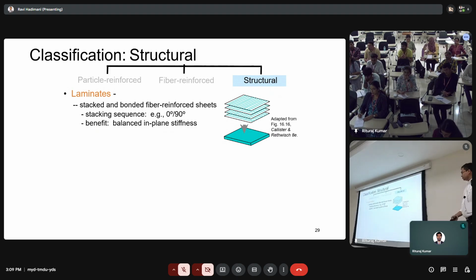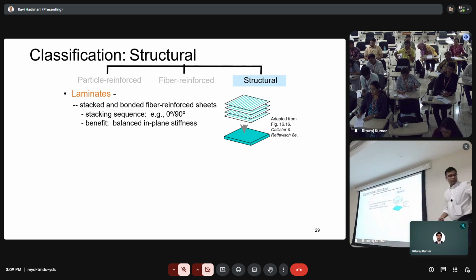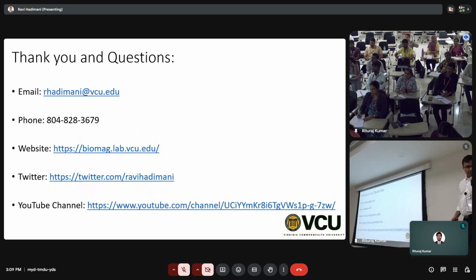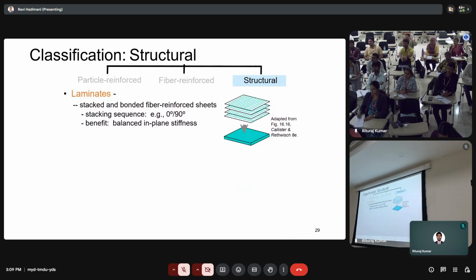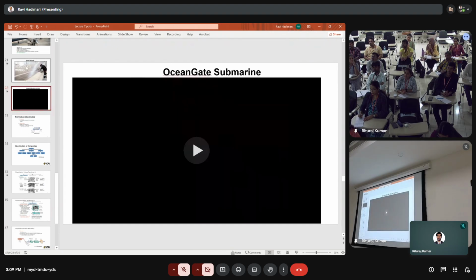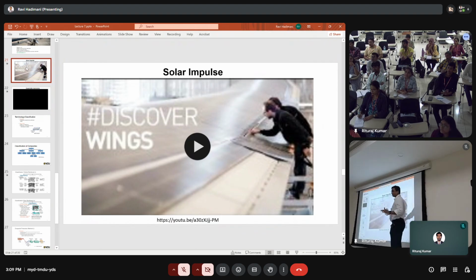And then we have structural. In laminates, you take laminates and stack them together in multiple orientations to give you better strength. Or you can have 3D structures like honeycomb or some other parameters as well. I had another video. This is the video that you saw, Solar Impulse, right? This is perfectly a success story of composites.